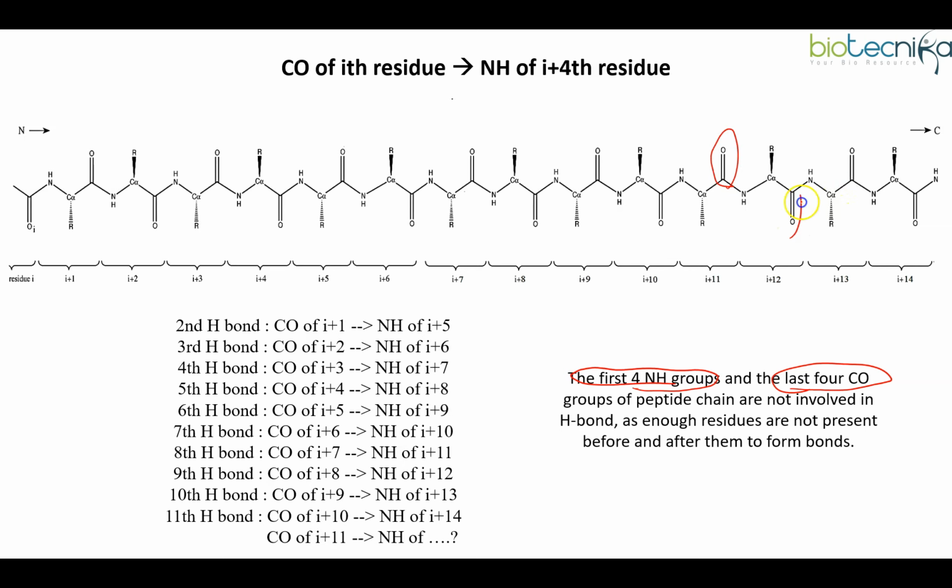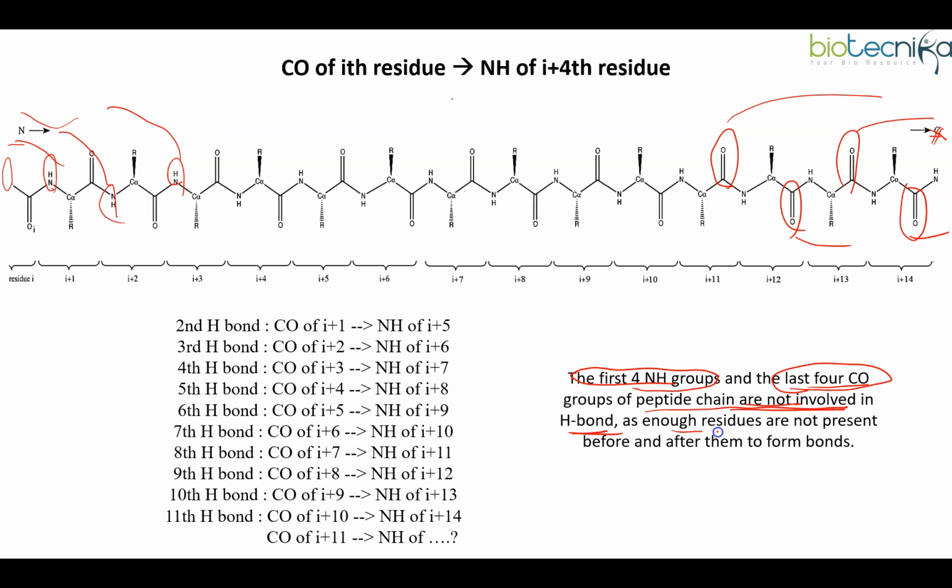So this CO group, this one and this one, these 4 groups cannot form hydrogen bonds because we don't have any NH group further this side. Similarly, from the starting, this NH group, this NH, then this NH and this NH, these 4 cannot have hydrogen bonds because we don't have any CO group before them. That's why these first 4 NH groups and last 4 CO groups are not involved in hydrogen bonds, as enough residues are not present before and after them to form the bonds.